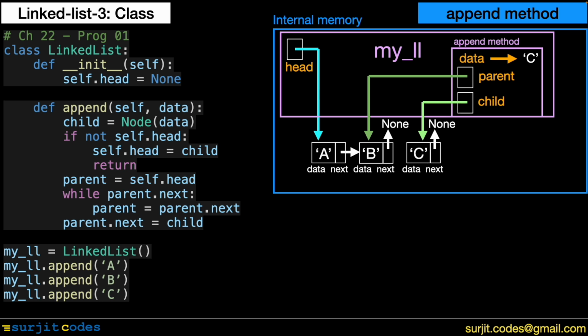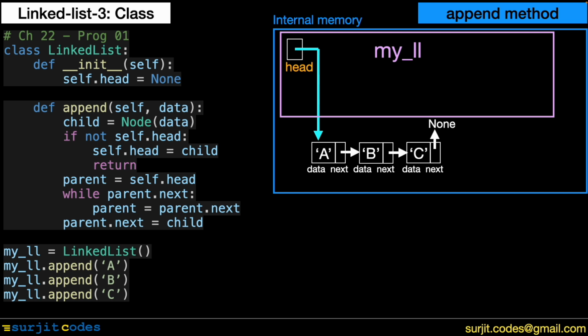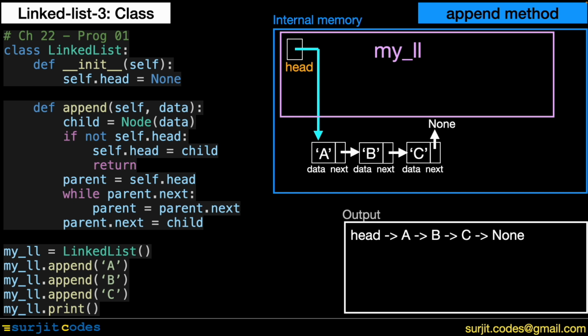So we copy the reference of the child node in the next attribute of the parent node. Now that we have appended the child node at the end of the existing linked list, the append method ends. Node C is the new tail of the list. If we append another node to it, C will be its parent.